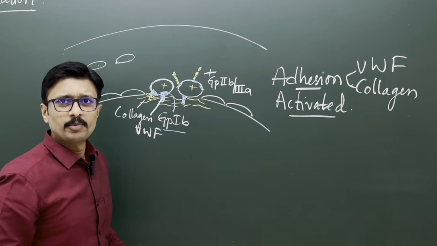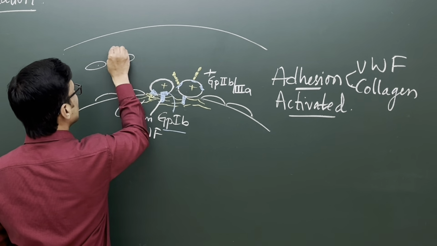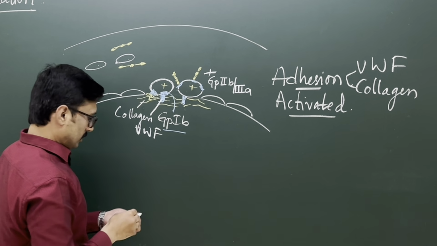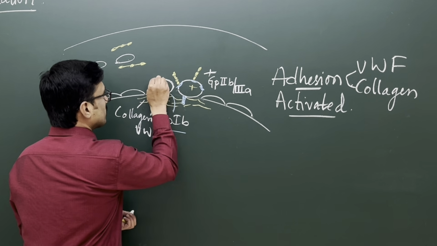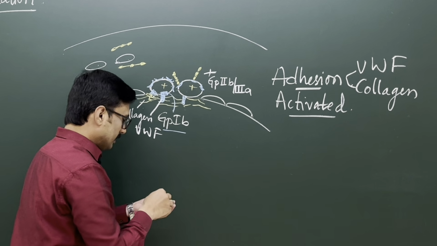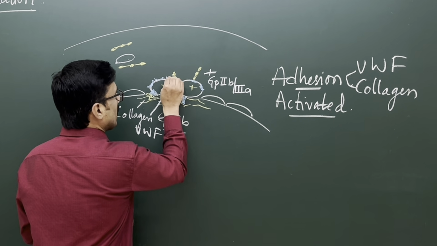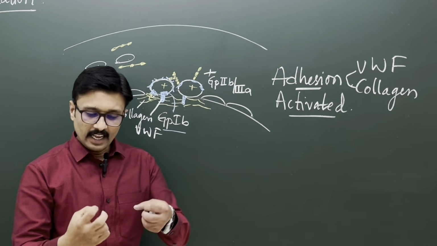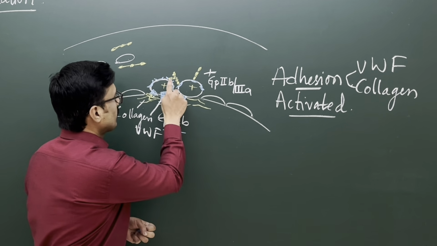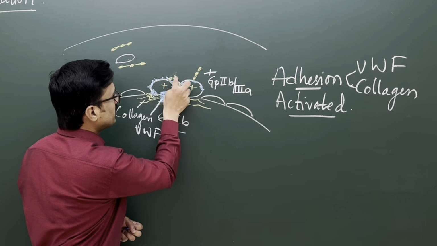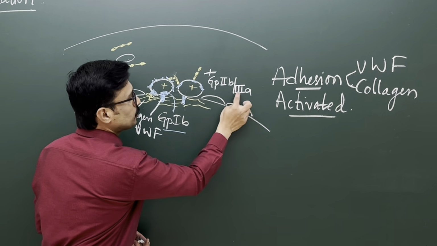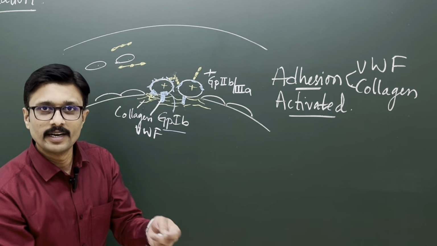Where are these fibrinogens from? They were in circulation along with the platelets. So there are glycoprotein receptors that are getting activated. Now these fibrinogens stick to the glycoprotein receptors and they can link neighboring platelets together as a bridge. This fibrinogen is a bridge between two platelets, binding to glycoprotein 2B3A receptors on neighboring platelets.